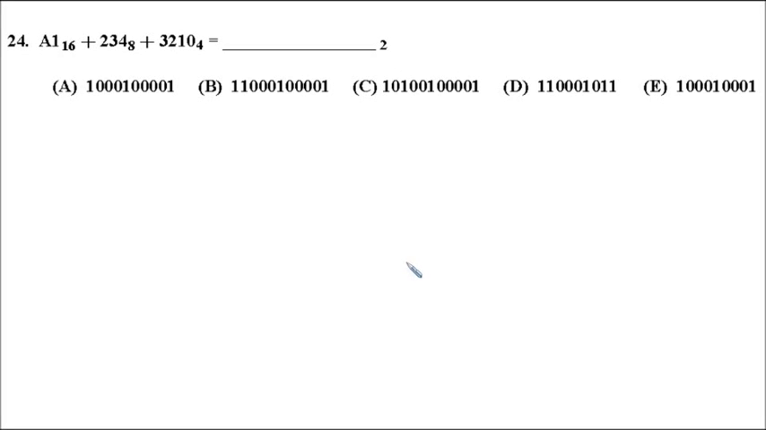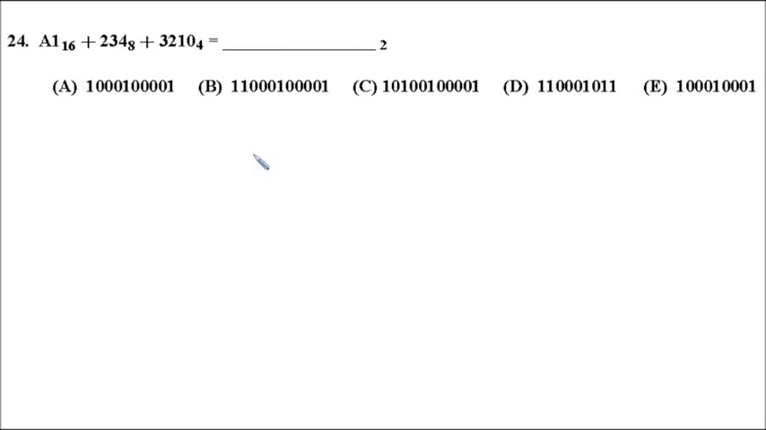Alright, number 24 is a base conversion problem, and we're dealing with a few different bases. Base 16, which is commonly called hexadecimal. Base 8, commonly called octal. Base 4, which I don't really know the common name, and then we want to convert all this back to binary, which is base 2.